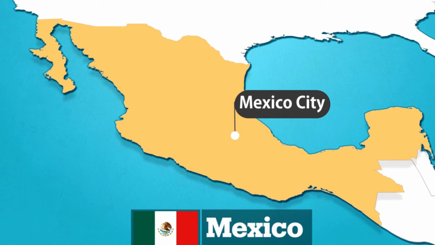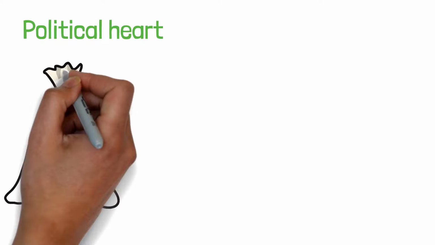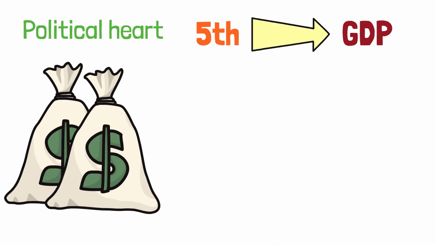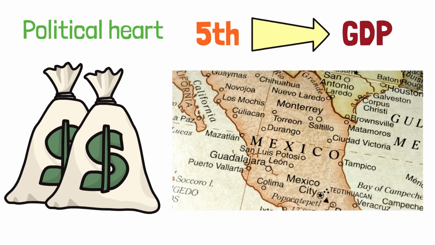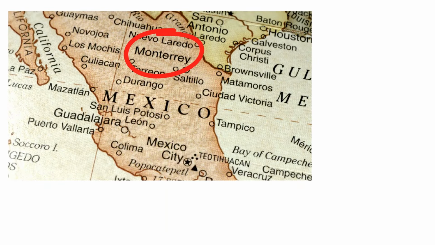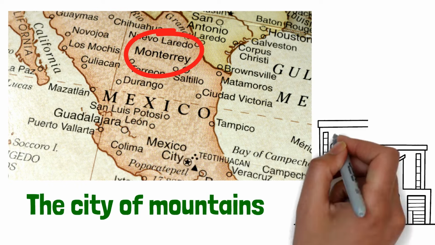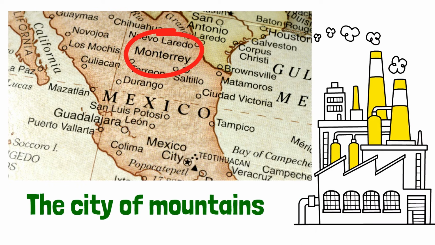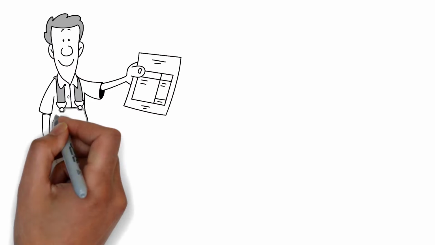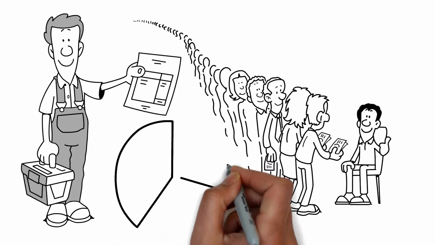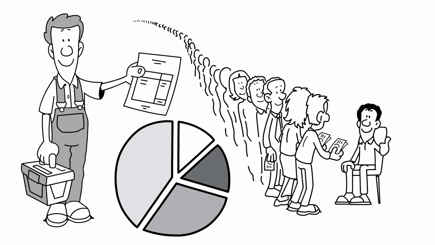Now, let's shift our focus to the cities, particularly the bustling metropolis of Mexico City. It's not just the political heart, but also an economic powerhouse, generating about a fifth of the country's GDP. Take a look at Monterrey, Mexico's industrial powerhouse. It's known as the City of Mountains and is home to massive steel mills and high-tech factories. These urban hubs are magnets for job seekers. People from all corners of Mexico search for employment, contributing to the high population density.